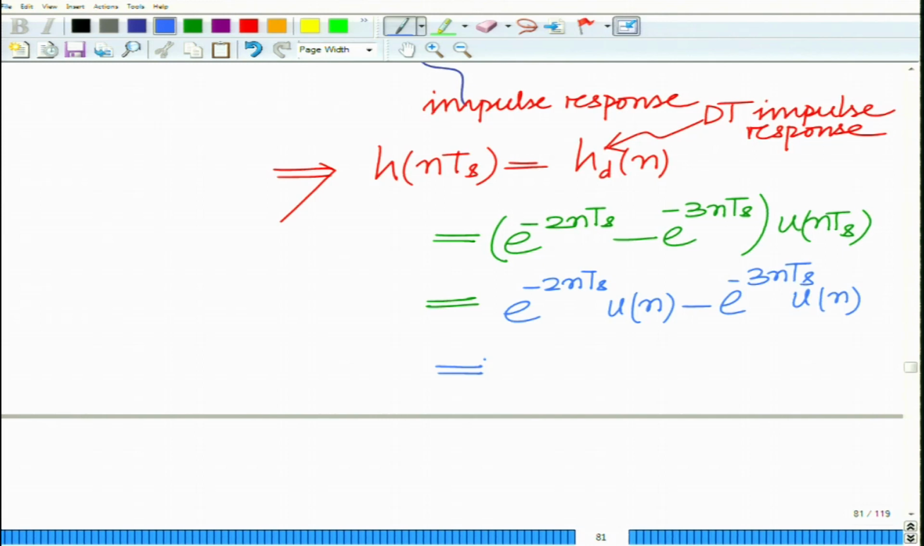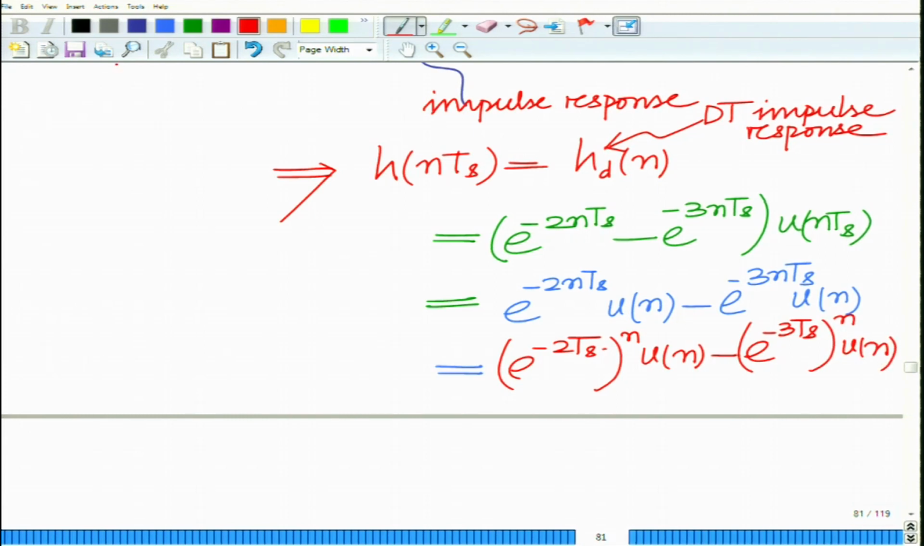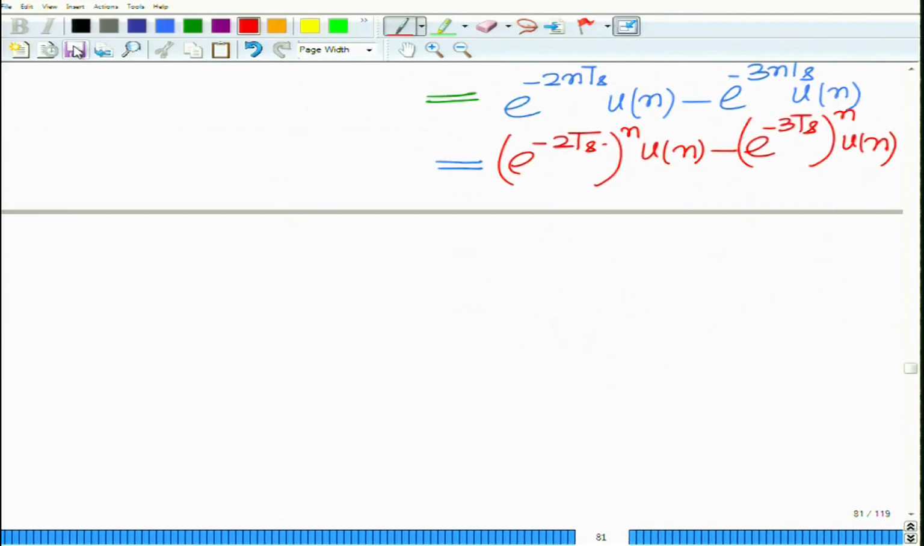So you can write this as (e raised to minus 2 Ts) raised to n, that is a1 raised to n u(n), minus (e raised to minus 3 Ts) raised to n, that is a2 raised to n u(n). Okay. And therefore, we have sampled the impulse response of the continuous time system and derived the corresponding discrete time impulse response. Now we can derive the DTFT of the system.